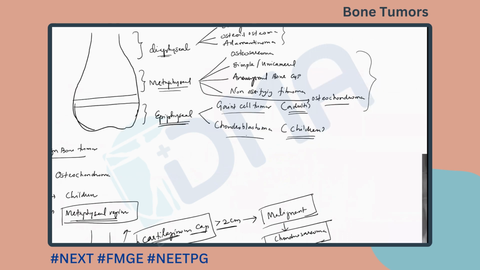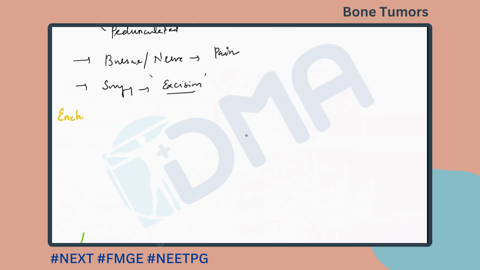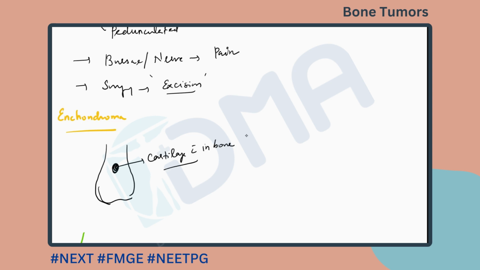That is called enchondromas. Okay, what is called an enchondroma? Just the opposite of what we saw now. Just now what we saw, the cartilage is growing outside the bone. If the cartilage is within the bone, chondro means cartilage, en means inside. So enchondroma means cartilage within the bone. Cartilage within the bone is called enchondroma.